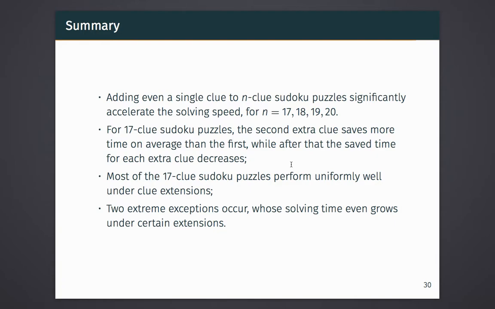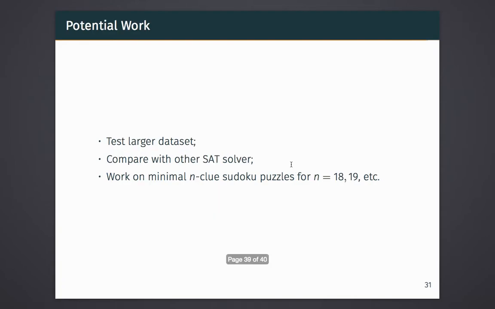For the second question, we find that most of the 70 clue Sudoku puzzles perform uniformly well under clue extensions. However, there are 2 extreme exceptions whose solving time even grows under certain extensions. And for these, we have some potential work that we can do.